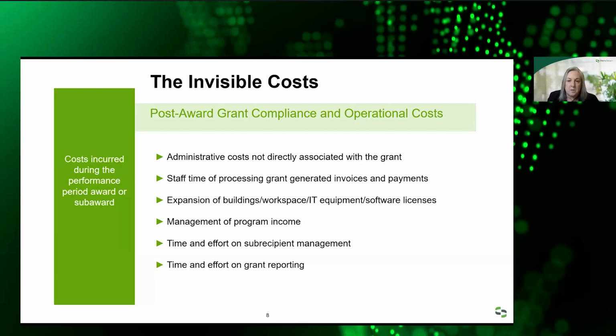So real quick, there's management of program income, and then time and effort on subrecipient management and time and effort on grant reporting, which kind of go together. Time and effort, that takes a lot of time when you're subrecipient monitoring, right? You've got to do the risk assessment to start out. Someone has to do that. Someone has to do the monitoring. Someone has to do the desk reviews and the on-site reviews, correct? And then at the same time, reporting, you have a new cycle of reports every quarter, every year. Who's going to do this? How often and how much will it cost you to actually do that?